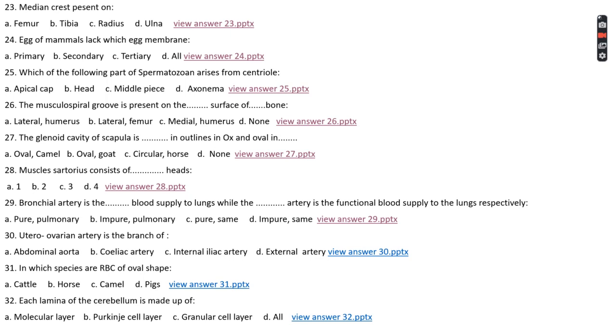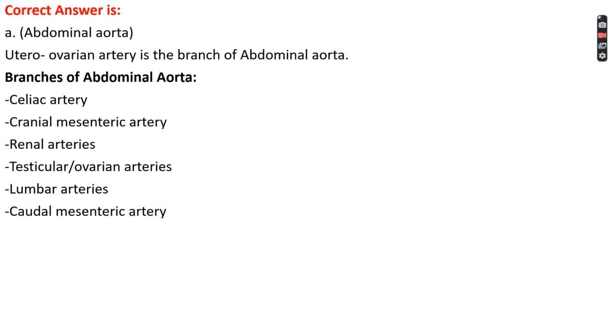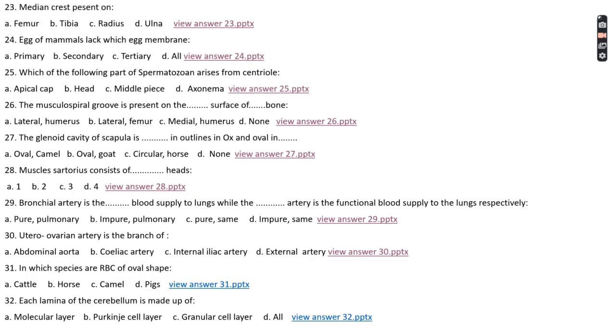Question number 30. The utero-ovarian artery is a branch of option A abdominal aorta, option B celiac artery, option C internal iliac artery, option D external iliac artery. The right answer is option A, that is abdominal aorta. Let's see some branches of the abdominal aorta. The celiac artery is the largest branch of the abdominal aorta. Then there are the cranial mesenteric artery, renal arteries, testicular and ovarian arteries, lumbar arteries, and the caudal mesenteric artery.